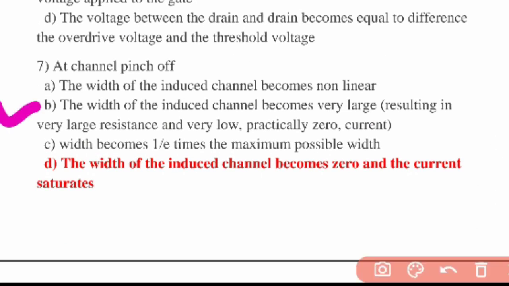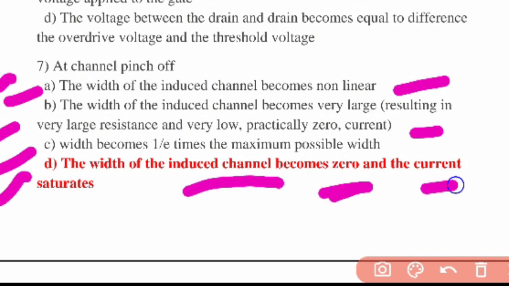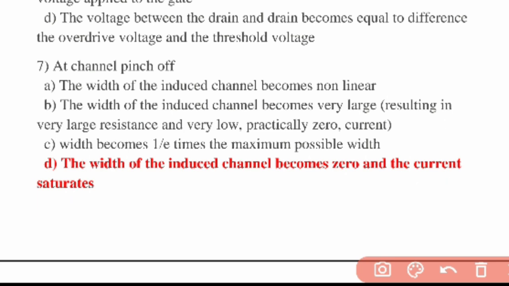Question number 7. At channel pinch-off, what occurs? Option A, the width of induced channel becomes nonlinear. Option B, the width of induced channel becomes very large, resulting in very large resistance and very low, practically zero current. Option C, width becomes 1 upon e times the maximum possible width. Option D, the width of induced channel becomes zero and current saturates. Then the answer is option D.